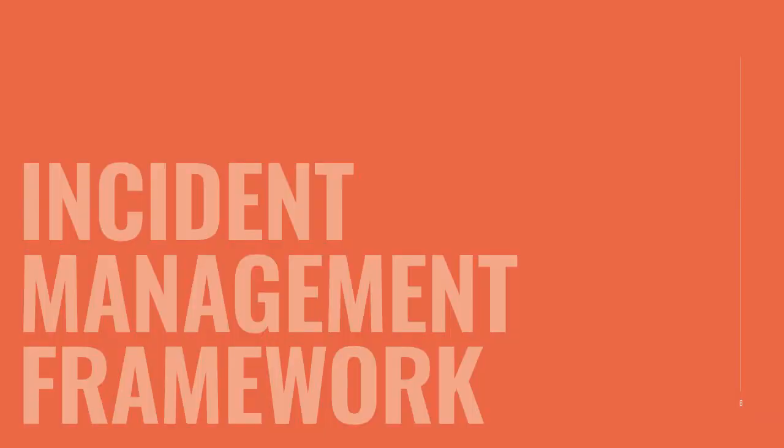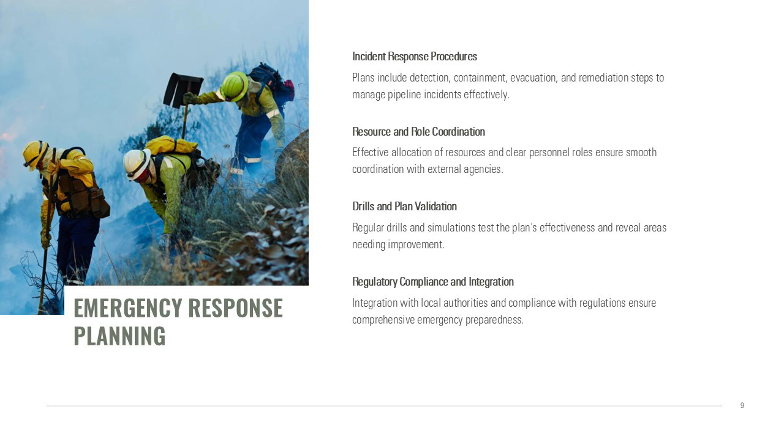Emergency response planning, communication protocols. Emergency response planning ensures that organizations can act swiftly and effectively during a pipeline incident. Plans typically include procedures for detection, containment, evacuation, and remediation. Key components involve resource allocation, personnel roles, and coordination with external agencies.